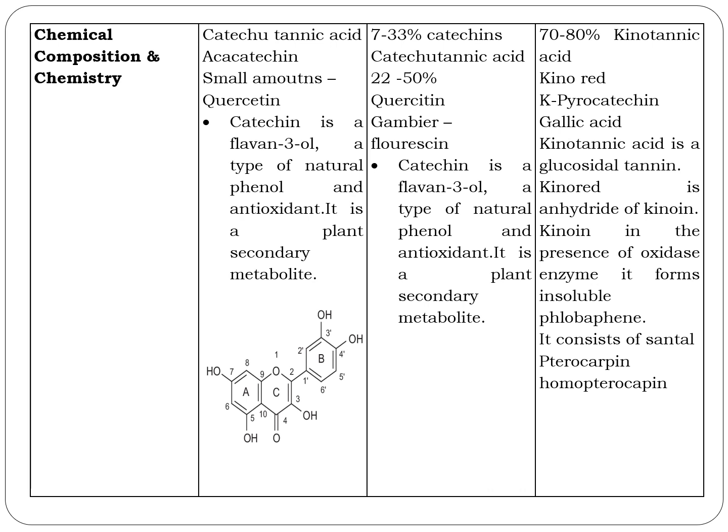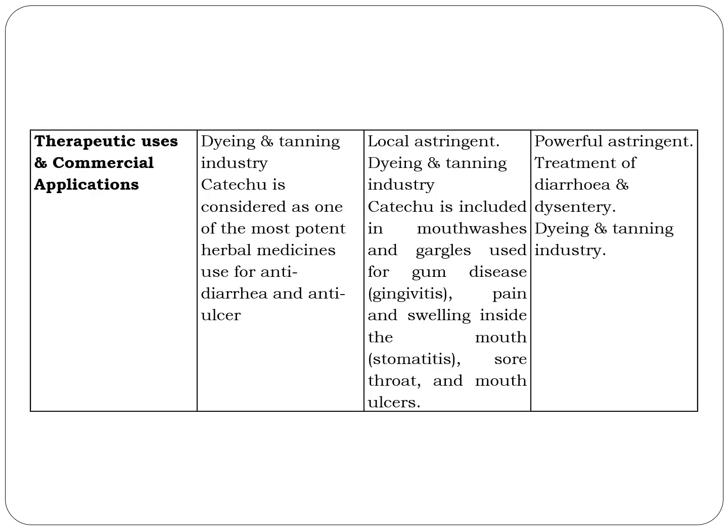Kinotannic acid is a glucosidal tannin. Kino red is an anhydride of kinoin. Kinoin, in the presence of oxidase enzyme, forms insoluble phlobaphene. It consists of xanthol, pterocarpin and homopterocarpin.